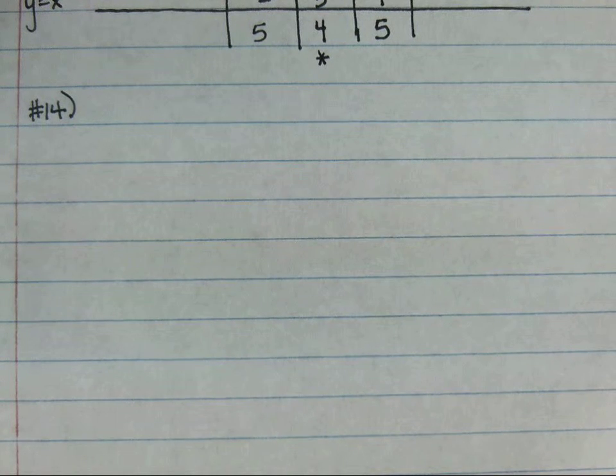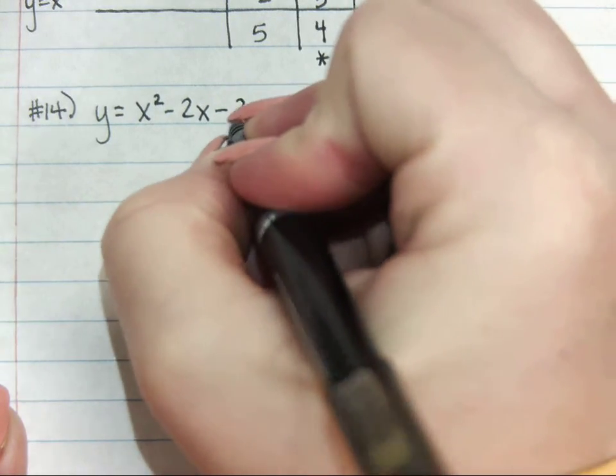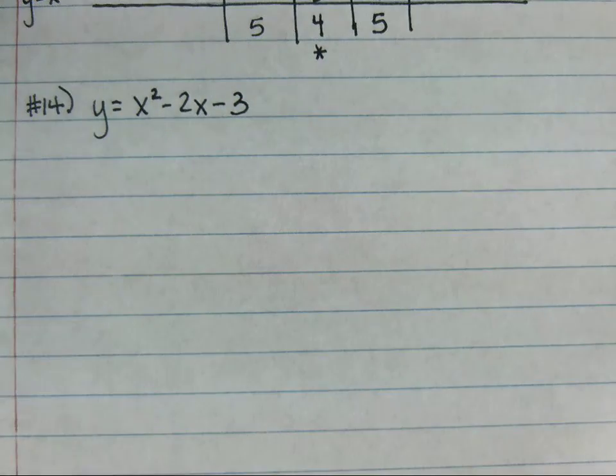All right, so what's number 15? So 14 says y equals x squared minus 2x minus 3. All right, so we need to complete the square so we can write this in vertex form first.